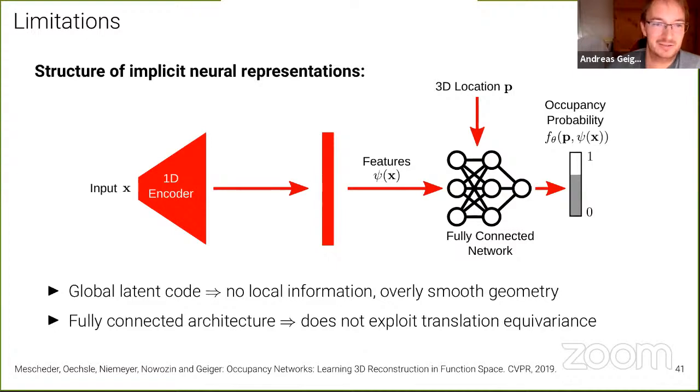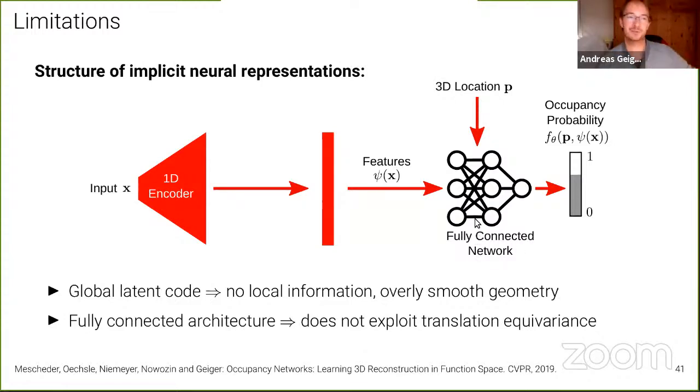So here is a brief overview, like a sketch drawing, of such an occupancy network, where we have an input X that's encoded in a 1D, maybe 128-dimensional feature vector. And these features are then passed to a fully connected network, which takes as input the location P and predicts the occupancy probability for that location.